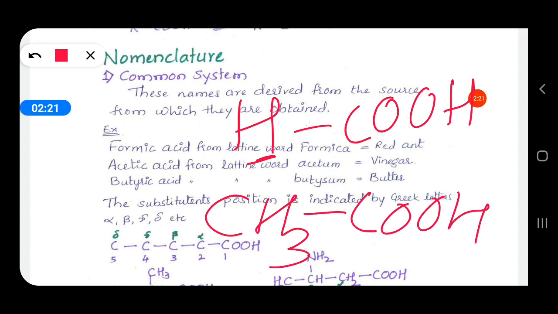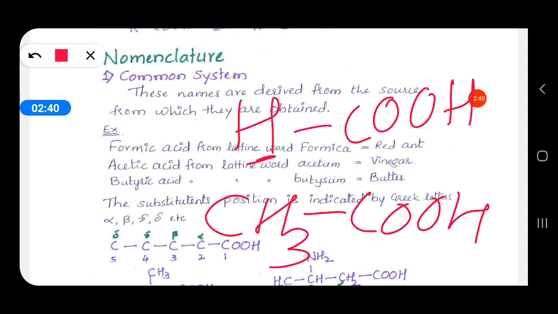CH3COOH. This acetic acid is obtained from the distillation of wood, that is acetum, which is also called vinegar. So the name acetic acid is taken from the Latin word acetum.